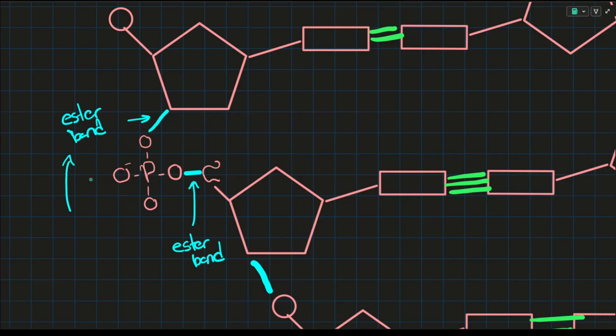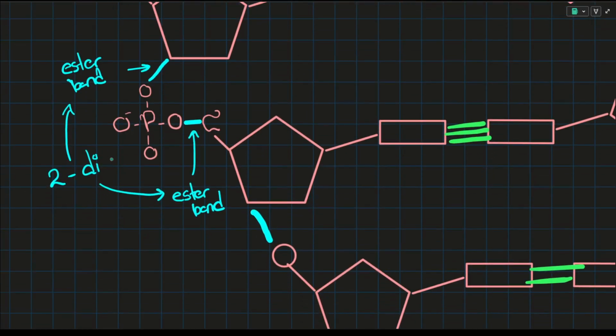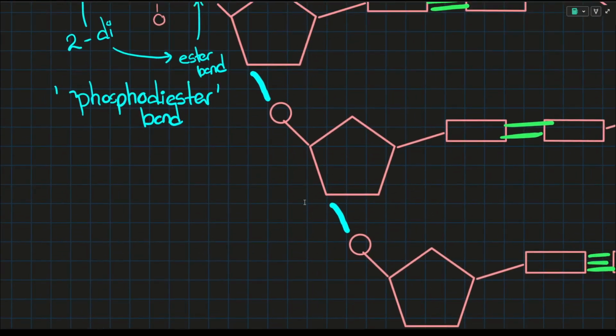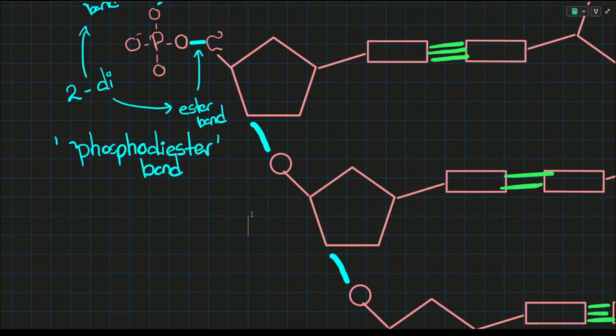Here, you have noticed that we have 2 ester bonds. Usually, whenever we have 2, we can use the term di. If we have 3, we can use tri. If we have 1, we can use mono. Just like that. So these bonds are together called a phospho, because phosphate is involved, phosphodiester. Phospho 2 ester bond. Here we have a phosphodiester bond. Same deal here. This is also a phosphodiester bond. That is also a phosphodiester bond.